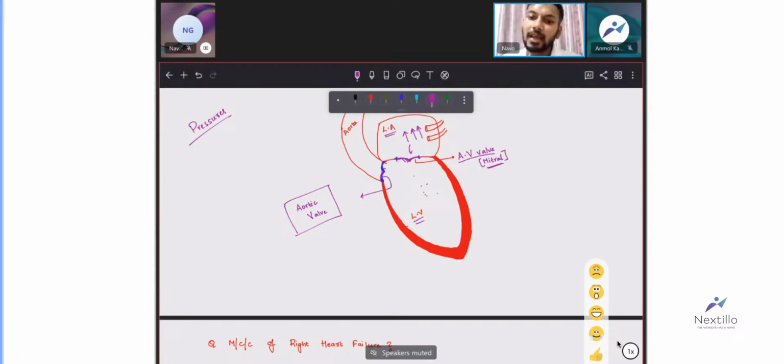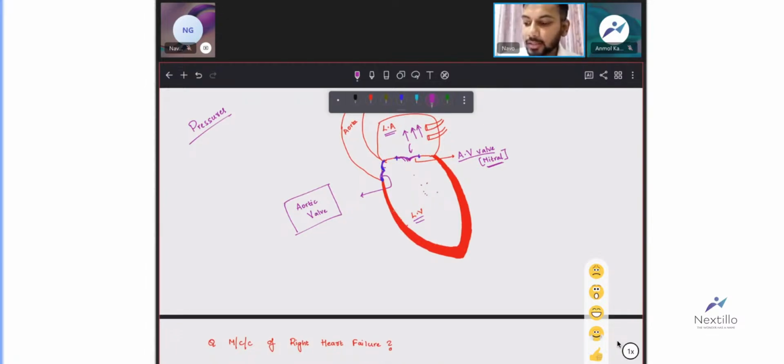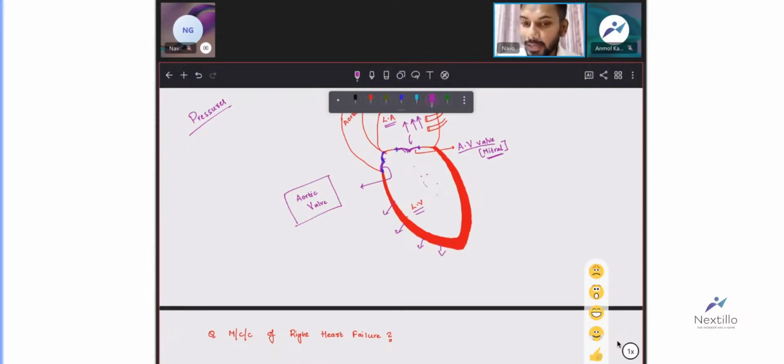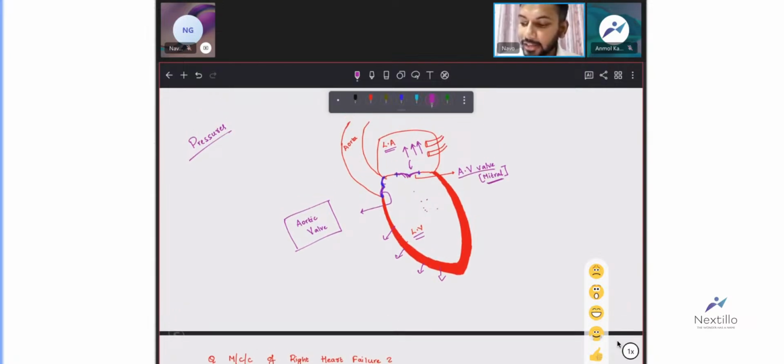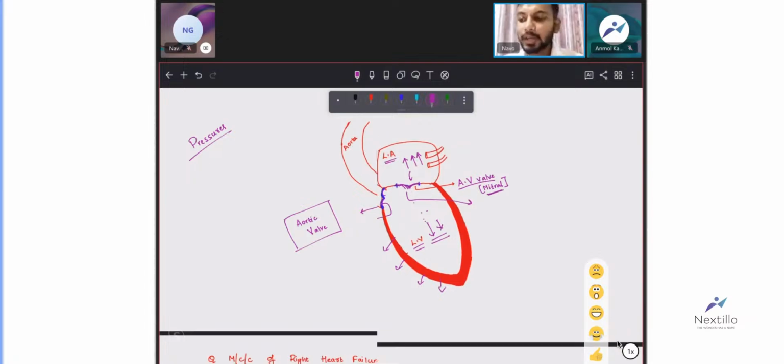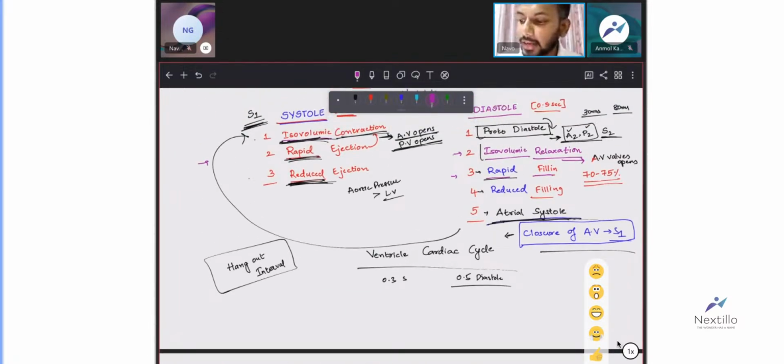Now let's imagine there is isovolumic relaxation. During isovolumic relaxation, the left ventricle starts relaxing. When it is relaxing, the pressures in the left ventricle will fall. When the left ventricular pressures fall below the left atrial pressures, that is when this mitral valve will open. That is why mitral valve is opening after the isovolumic relaxation.